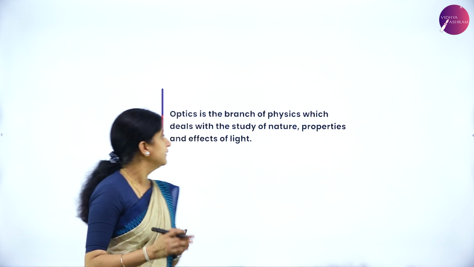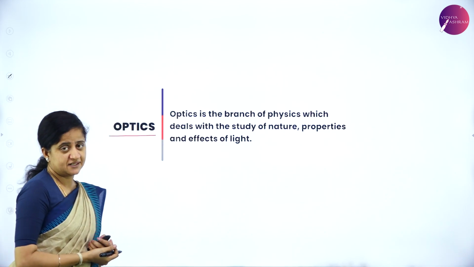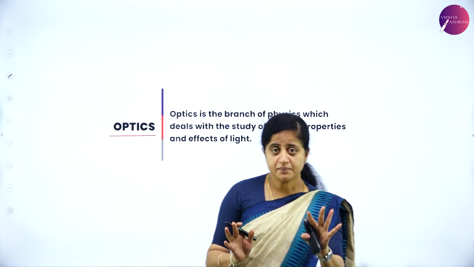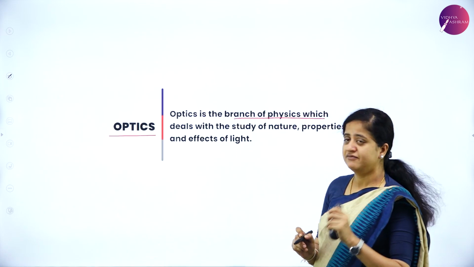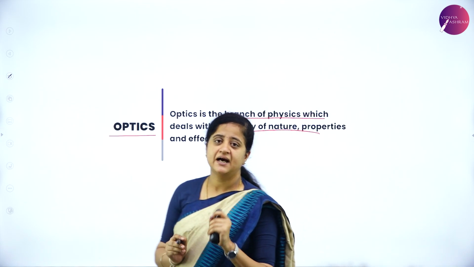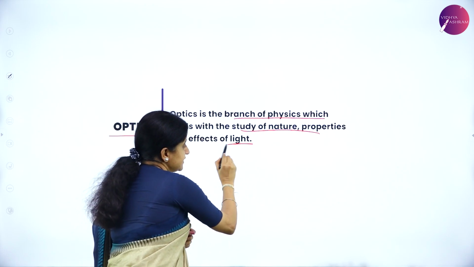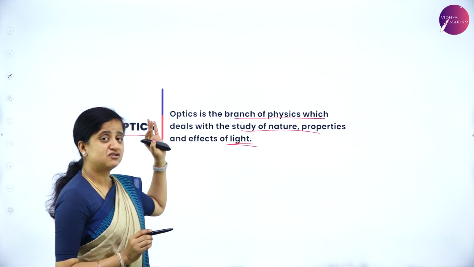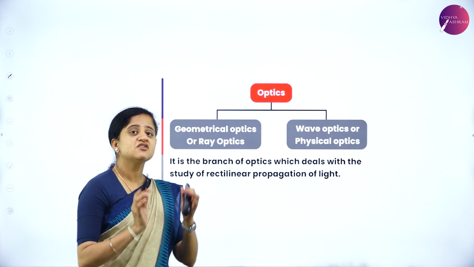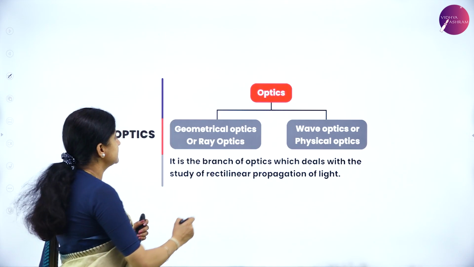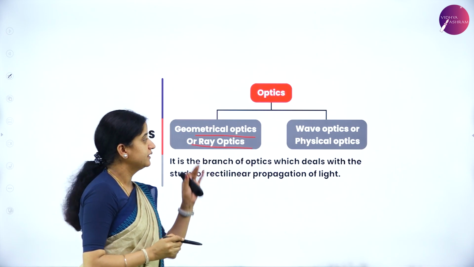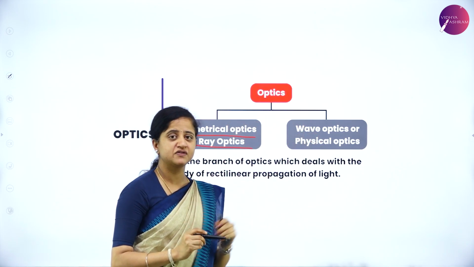So let us begin with the introduction, that is optics. So what is an optics? Why the name optics? So optics is a branch of physics which deals with the study of nature, properties and effects of light. So in simple words, it's a branch of physics that deals with the study of light and its properties. This optics is classified into two categories, that is the geometrical optics, or it can also be called as ray optics. The other one is wave optics or physical optics.